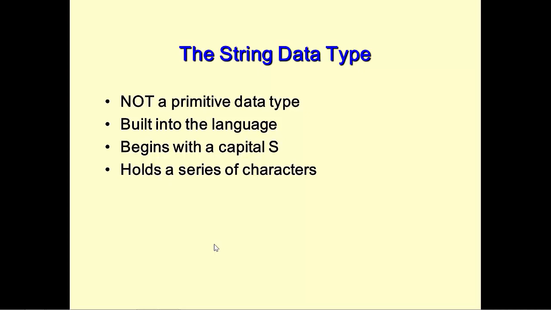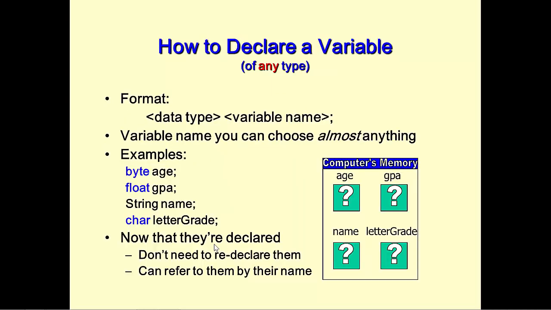Now, something that's not a primitive data type that we're going to be working with quite a lot is the string data type. And this is built into the language also, and it begins with a capital S. So remember when you're trying to create a string a little bit later on that you want to have a capital S because Java is case sensitive. What is a string? A string can hold a series of characters. And there's a couple of ways to do this, but the string is the most common way to do it.